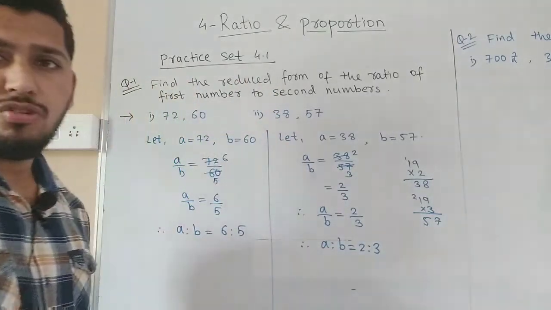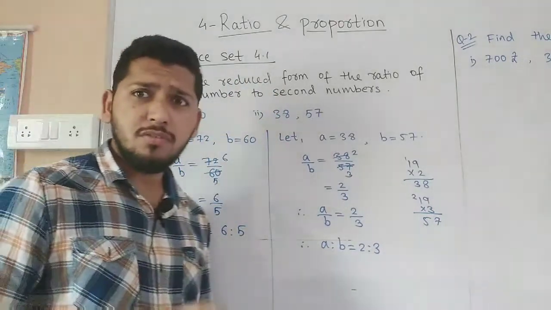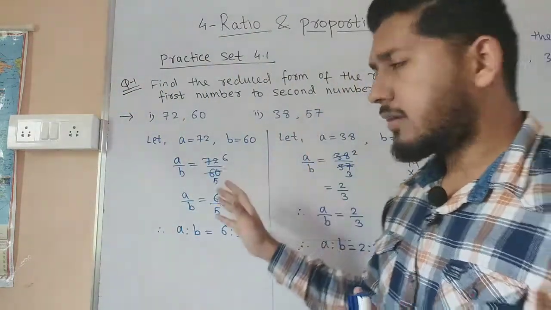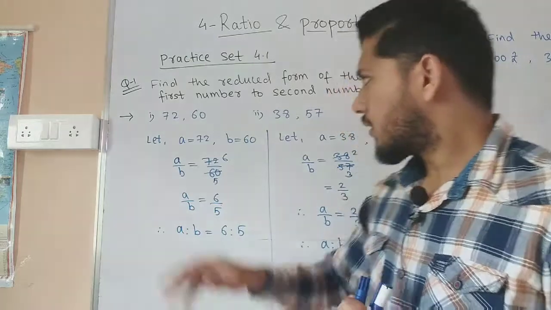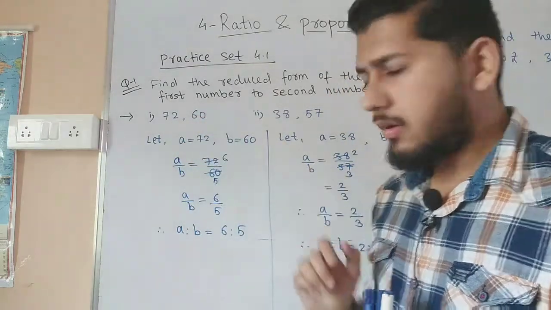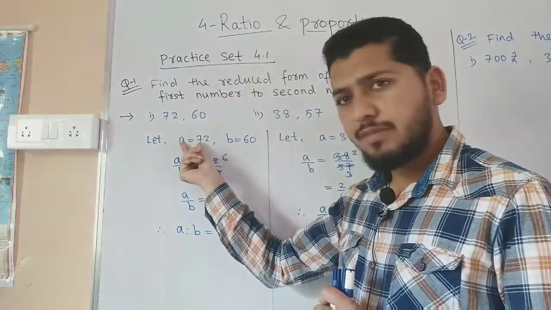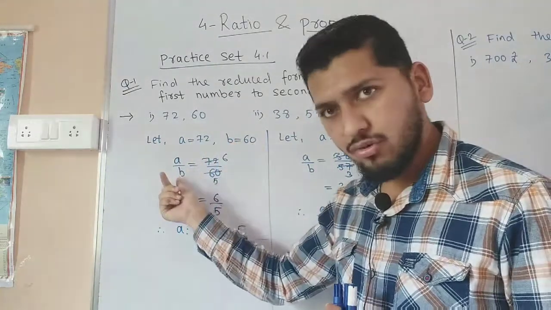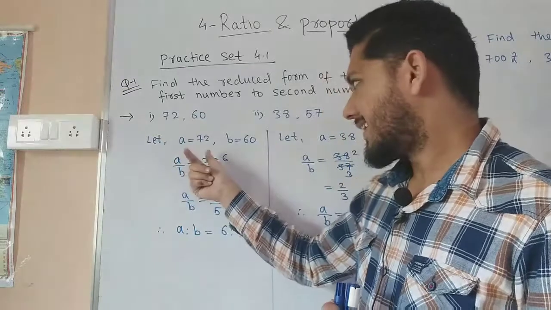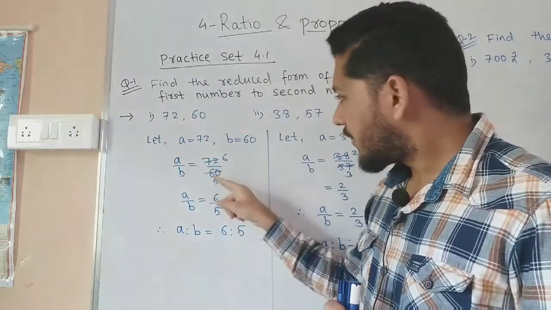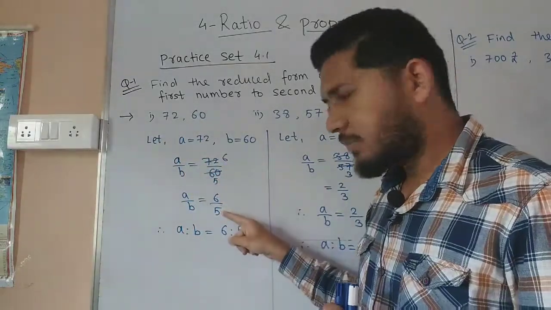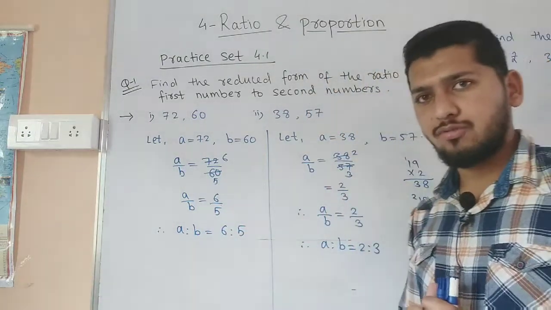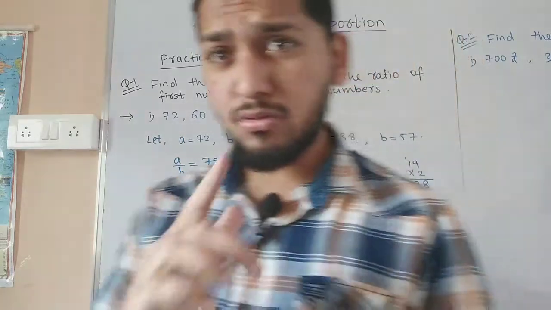So this completes question number 1. Question number 1 is very simple. We have to just divide the numbers and check the reducible form. Here two quantities were given. First we denoted the first quantity with A, the second with B. After that we take the ratio A upon B, that is 72 upon 60. After dividing this you get 6 upon 5, and that is the answer. Same way we have done the second question. With this we have completed question number 1.